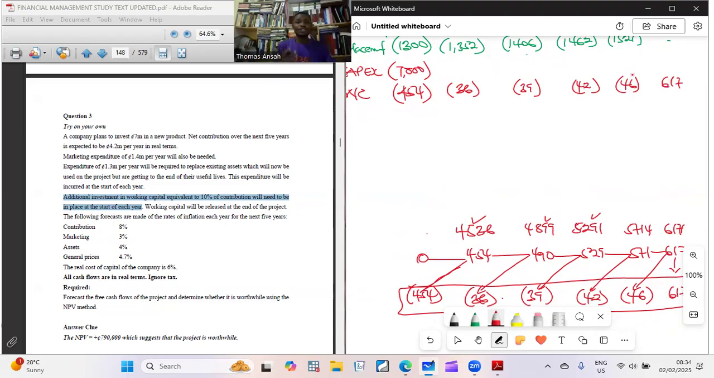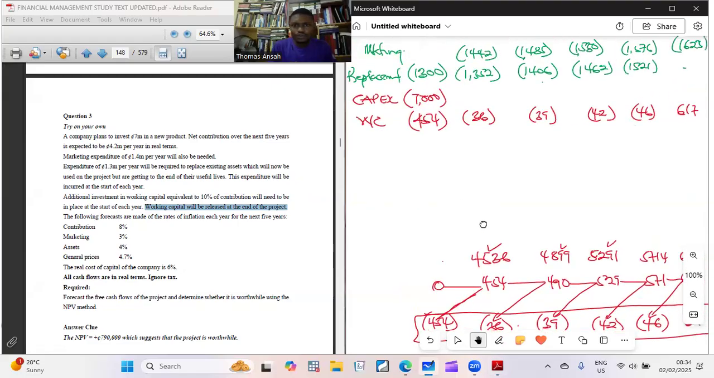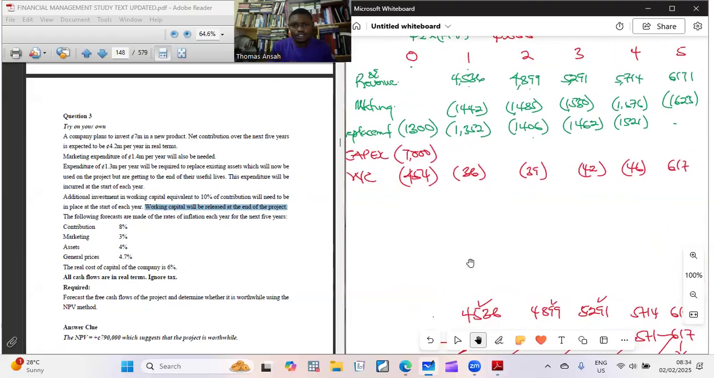Remember, we said the assumption under working capital: even if the question does not say it will be released at the end of the project, you must know that it will always be released at the end of the project. That's the assumption of the working capital. All right, so I think that's it. We are good. There is no residual value. All right, and we discuss all those things to the residual value and all those things.